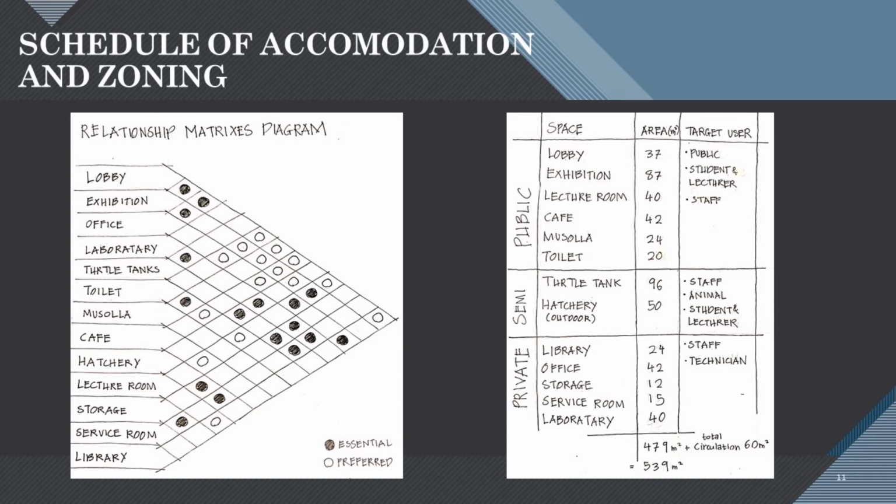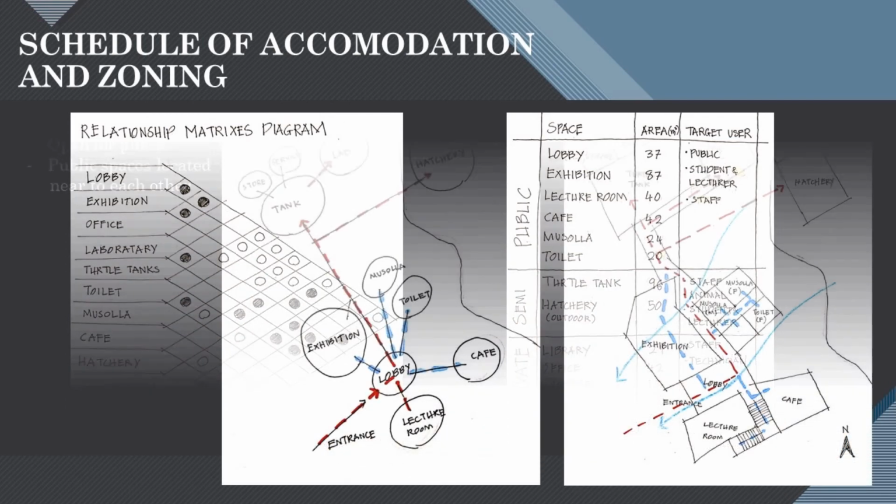Meanwhile, the semi-private space consists of turtle treatment tank and hatchery area, in which the main users are the staff and also the turtles. Public users, students and lecturers can have a visit when they get permission from the staff. And the last is the private space that includes office, storage, service room and also laboratory. The main users are the staff and also the technician.